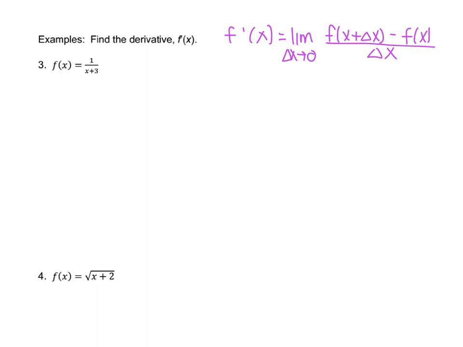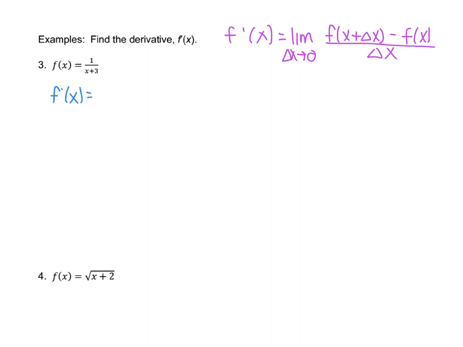All right, so number 3, we've got f of x equals 1 over x plus 3. I want to find the derivative of that, which is going to tell me the slope of the tangent line, or the slope at any point on that function. And that is called the derivative, f prime of x.